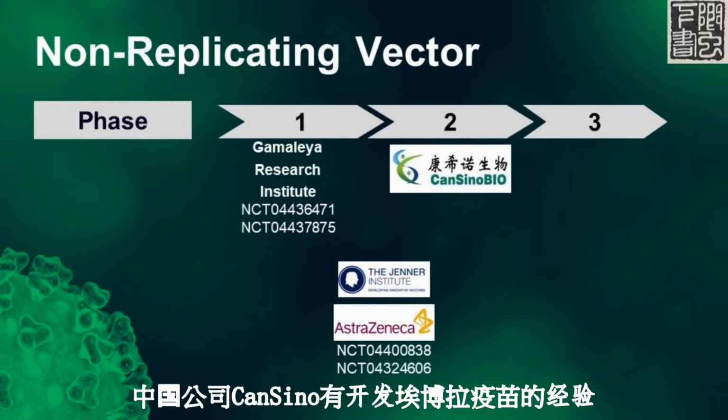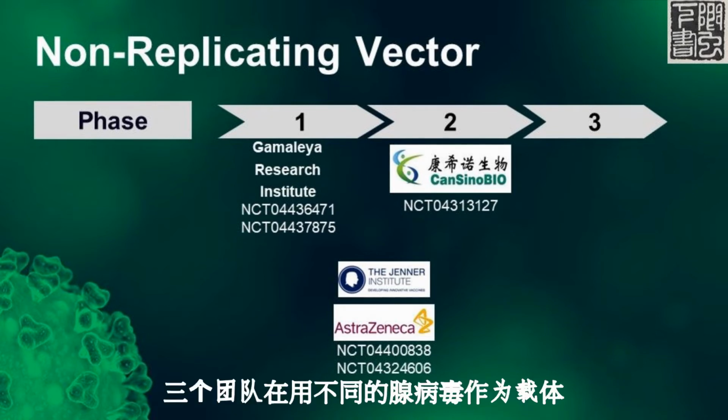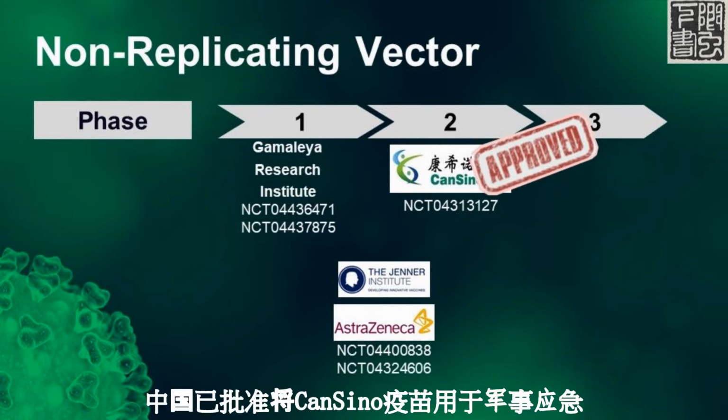A Chinese company called CanSino has previously developed an Ebola vaccine. Now it's using the same framework for a COVID vaccine. The trial is in phase 2. All 3 teams are using different adenoviruses as their carrier virus. China has just approved CanSino's vaccine for emergency use in the military, even though it has not finished phase 2.